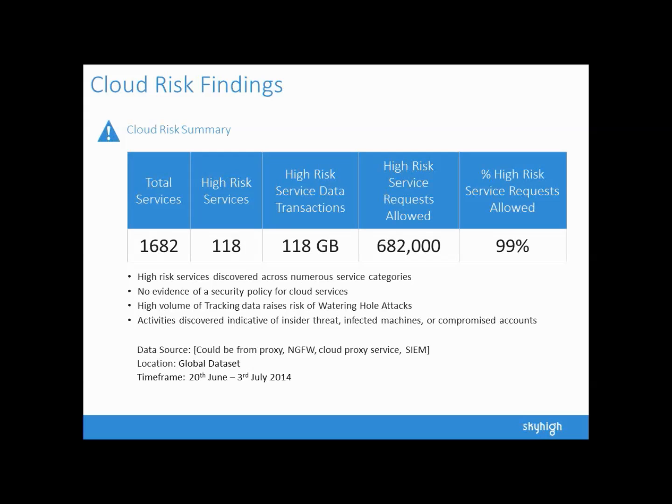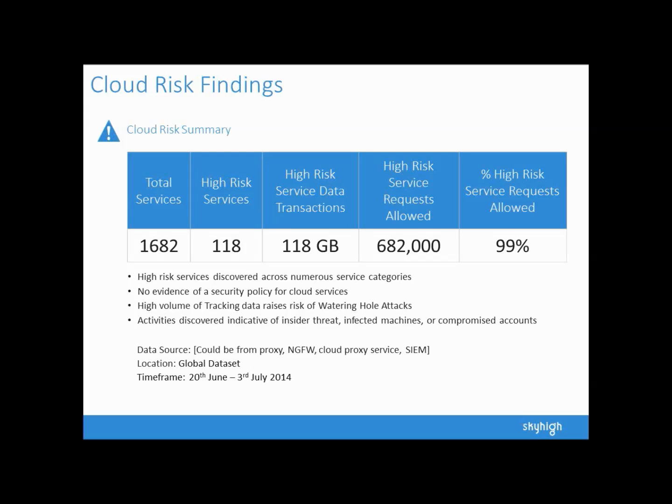When we look at the amount of data going into those high-risk services, for this particular organization we found 118 gigabytes of data was transferred in a 2-week period to those high-risk services. But as you can see, there were nearly 750,000 requests to those services, and even though this organization had firewalls and proxies, most of the requests to the high-risk services were being allowed. So we can provide this sort of risk report to make sure that our customers can see what's going on on their network and whether or not there are high-risk services that their employees are looking at.